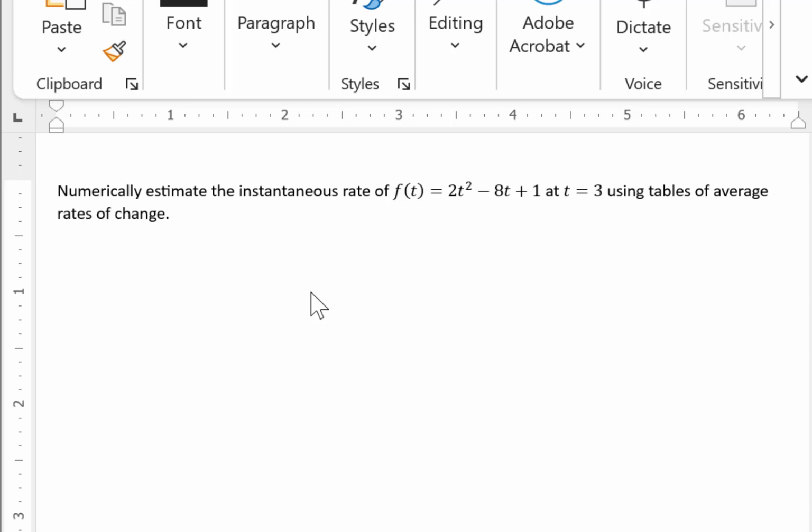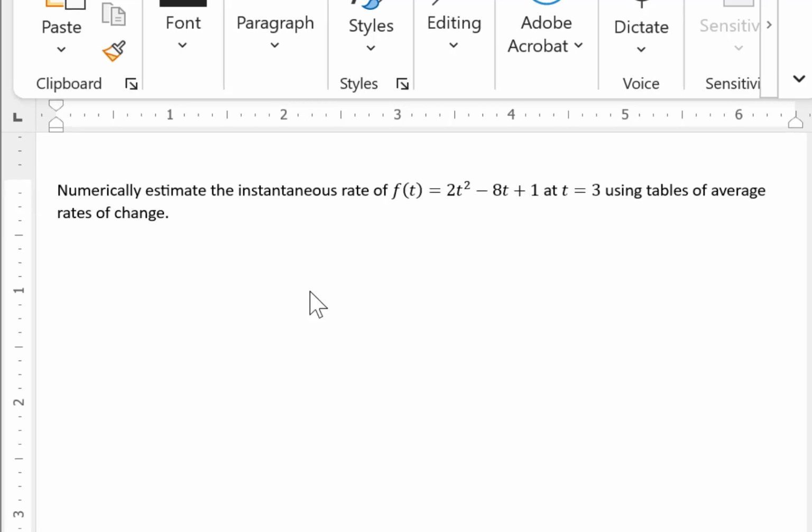In this problem, we will numerically estimate the instantaneous rate of change of the function. This is a quadratic function, f of t equals 2t squared minus 8t plus 1. We're going to find the instantaneous rate of change at t equals 3 using tables of average rates of change, and we're going to use Desmos to help with this.